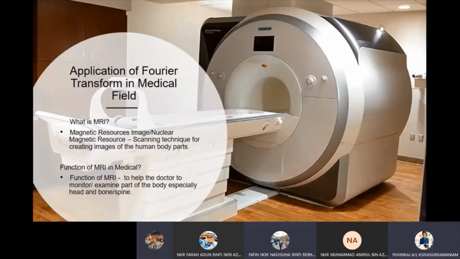Thank you, Fatin. I will explain the application of the Fourier transform in the medical field. Our group decided to choose the MRI machine as one example of devices applying the Fourier transform. Magnetic resonance imaging is a scanning technique for creating images of the human body without radiation.